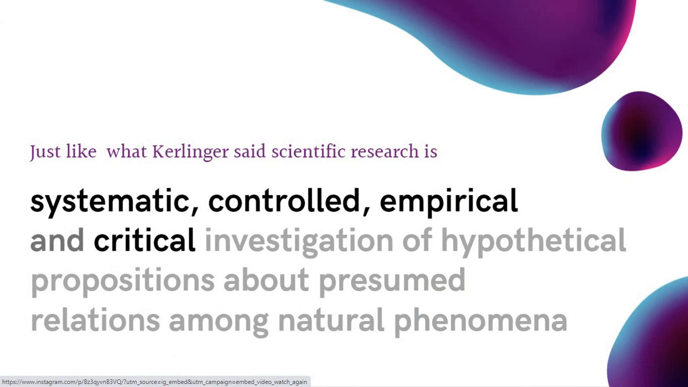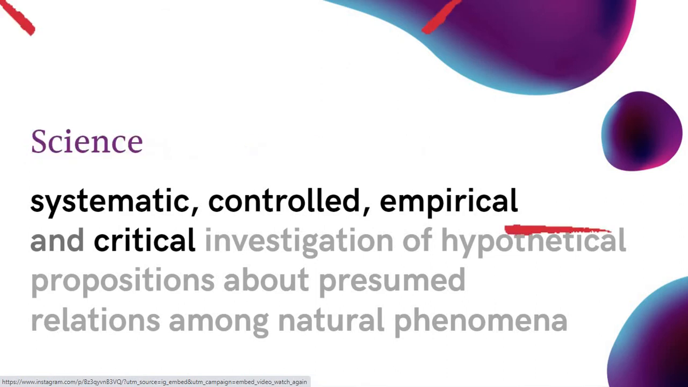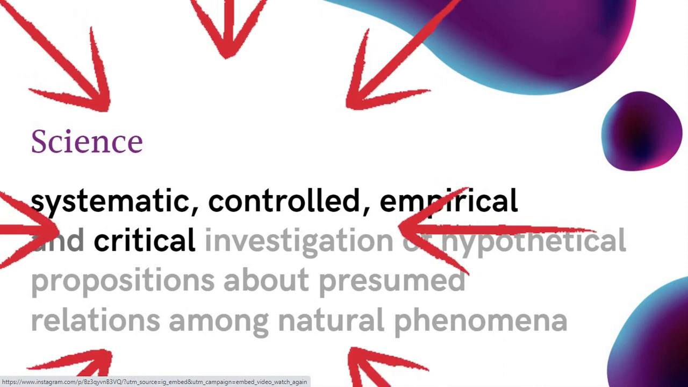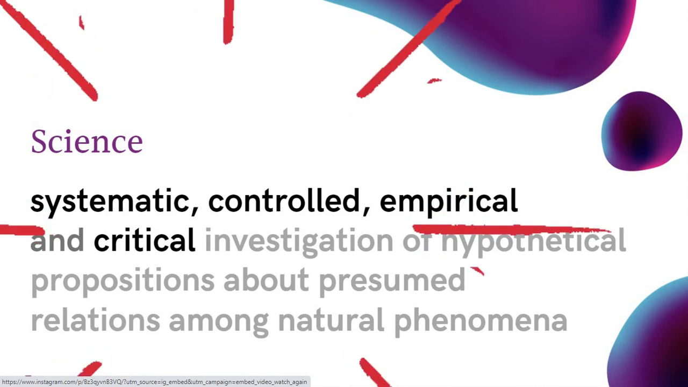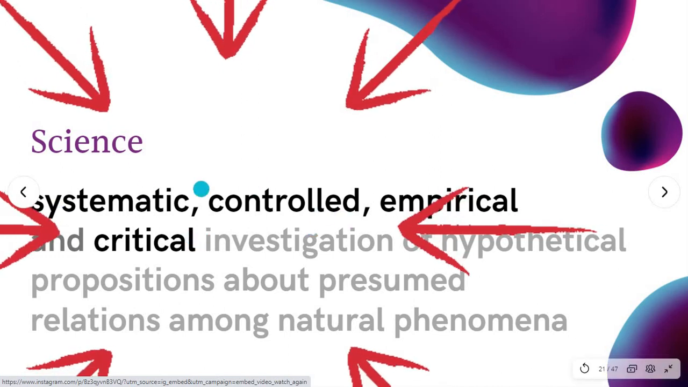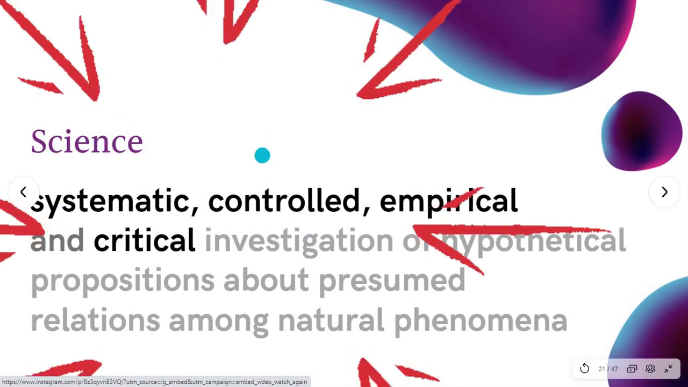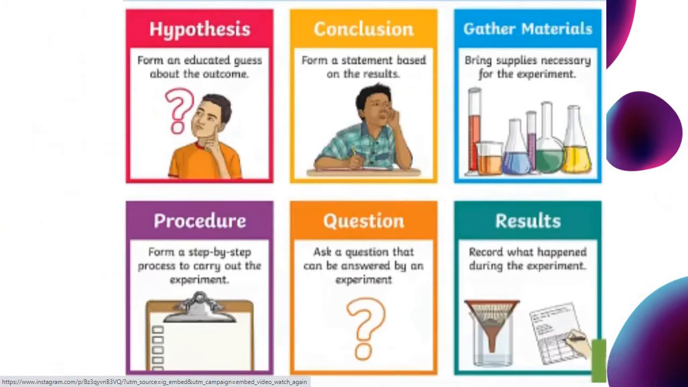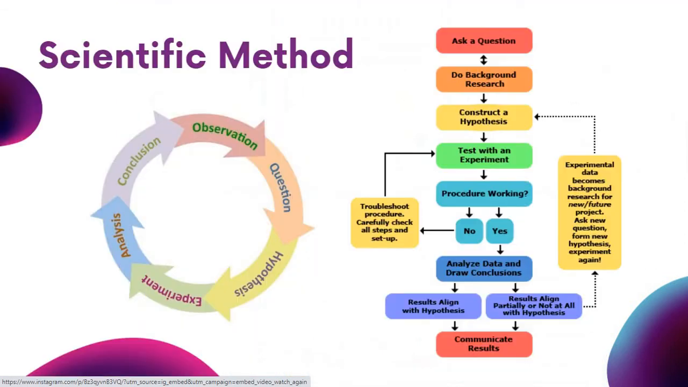And just like what Kerlinger said, scientific research is systematic, controlled, empirical, and critical. Just these words describe science, and this is where science meets research. Okay, and when we have these words in science, we refer to this as, what do you think? Here are the clues. What is this method, this set of principles that we use to prove or disprove a hypothesis or to answer a question? Okay, scientists use the scientific method.